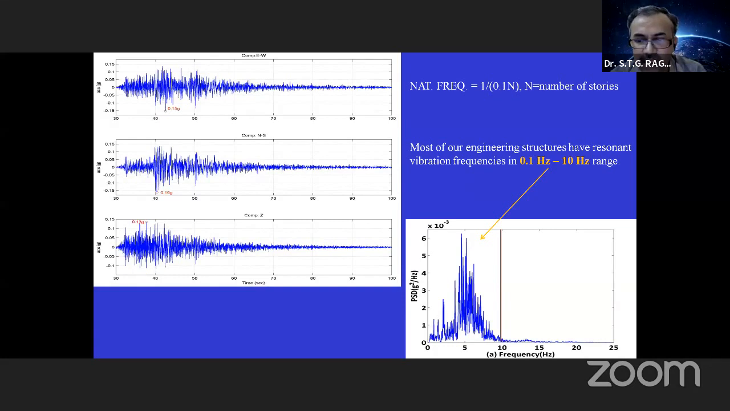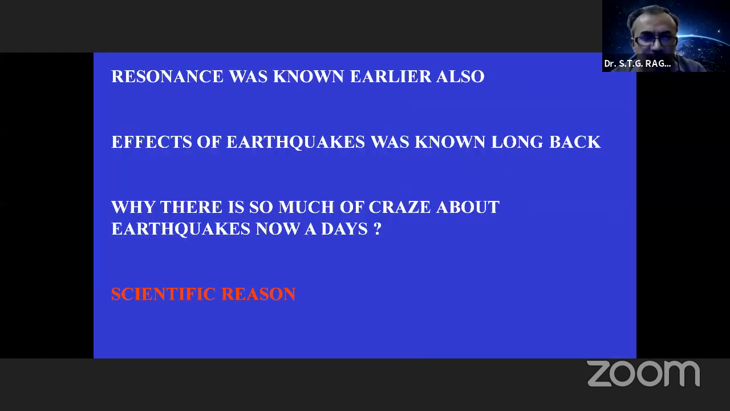This is why a civil engineer has to study earthquake engineering, because of this problem. Suppose earthquake frequencies were not in the 0.1 to 10 hertz range and were in some other range, then we would not need to worry about earthquakes at all in our design. Some of these concepts are very well established. It was known earlier also, and the effects were also known.